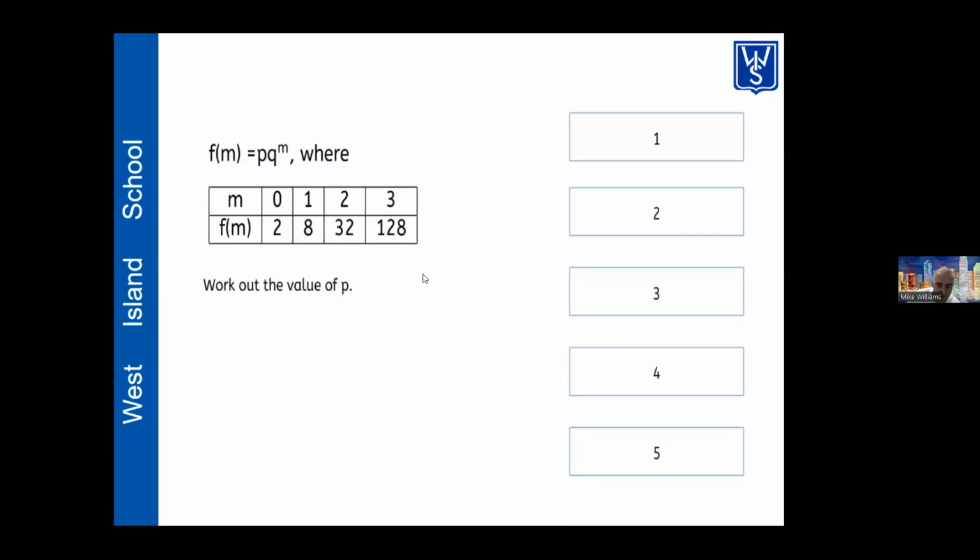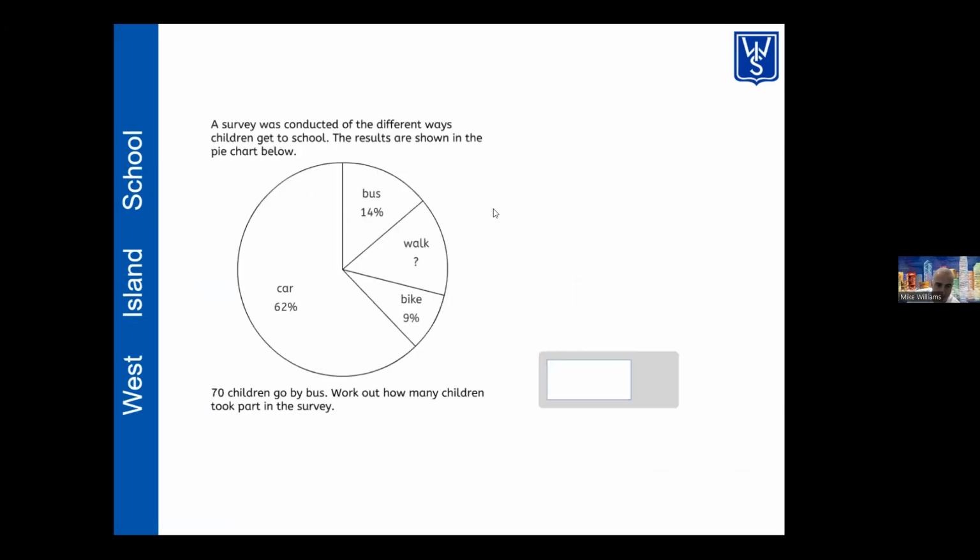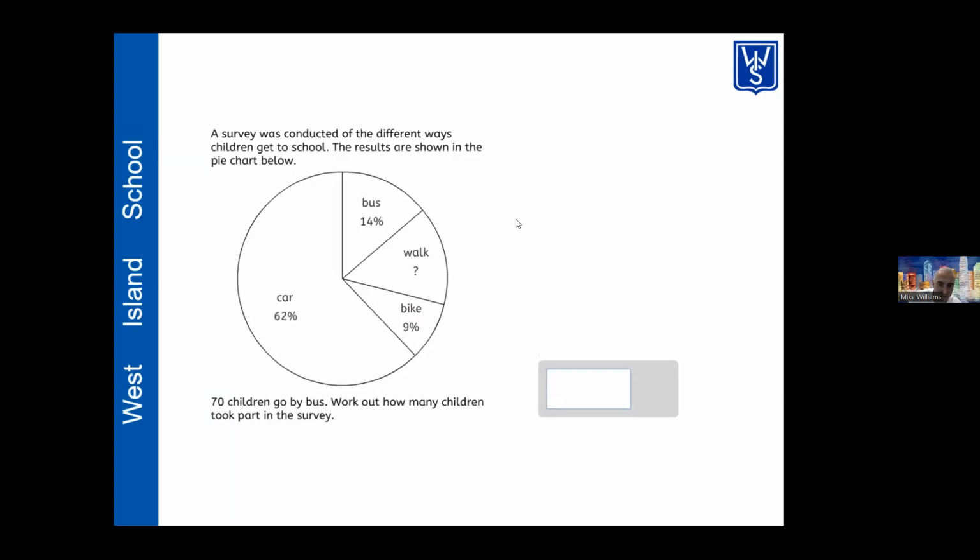Okay, 1 out of 1. We're getting fewer people answering. Yeah, so Q to the 0 is 1. Anything to the 0 is 1. And if this is 2, it equals something times 1, so P is 2. I'll give you 20 seconds or so to do this.